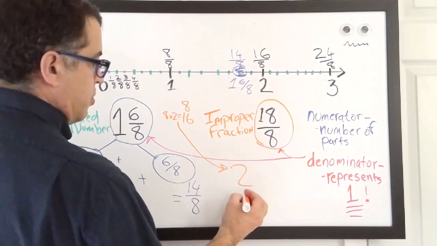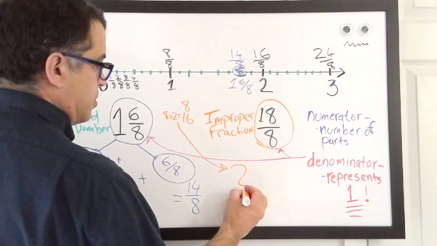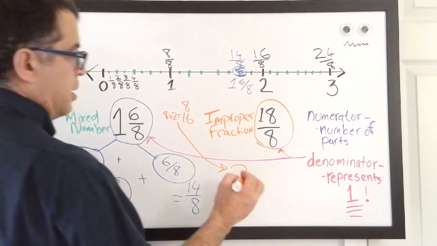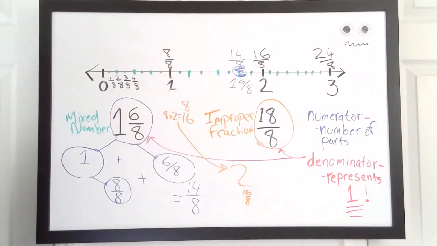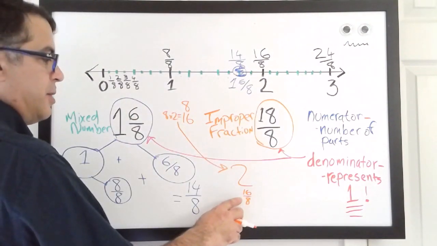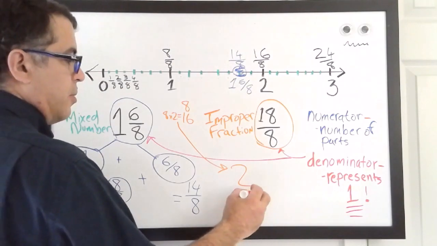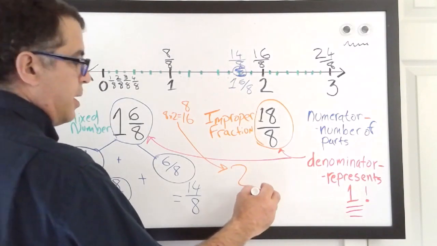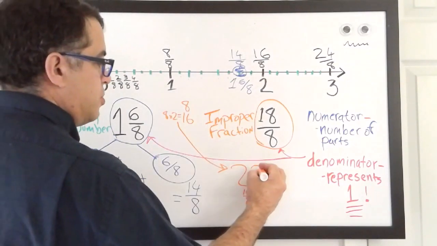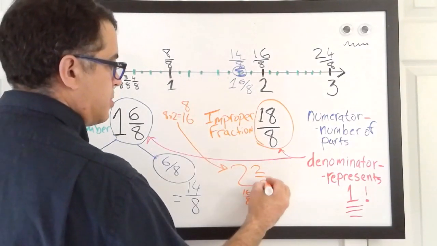Remember, 2 really equals 16/8. And then how many more do I need to get to 18/8? Well, how many more do you get from 16 to 18? Well, there's 17/8 and then 18/8. So that's just 2 more. So this is really 2 and 2/8.